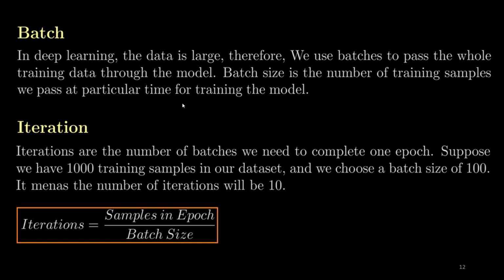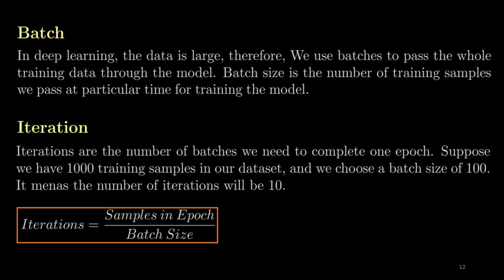Suppose I have 1,000 training samples, but I pass 32 samples at a time. I first pass the 32 samples to the machine, then I get the error, I update the weights, then I pass the next 32. So every time a batch is passed, we update the weights and bias, and then we pass the second batch. This is called batch training. We usually use batch training in deep learning because the data sets are very large and it is not a good idea to pass the whole epoch at once to the machine.